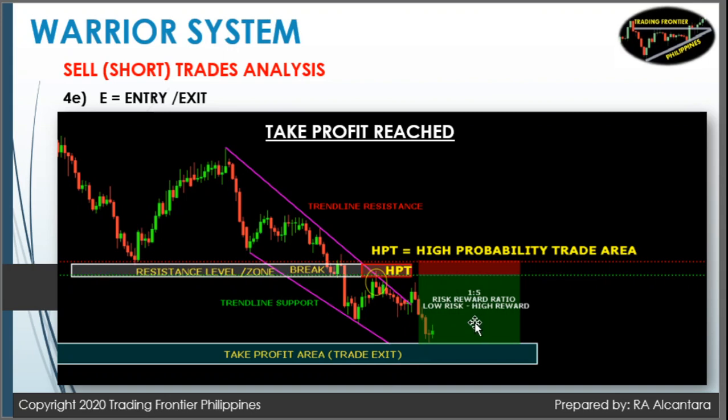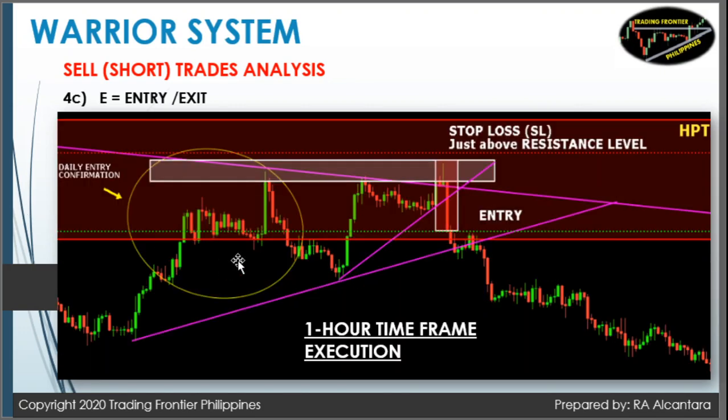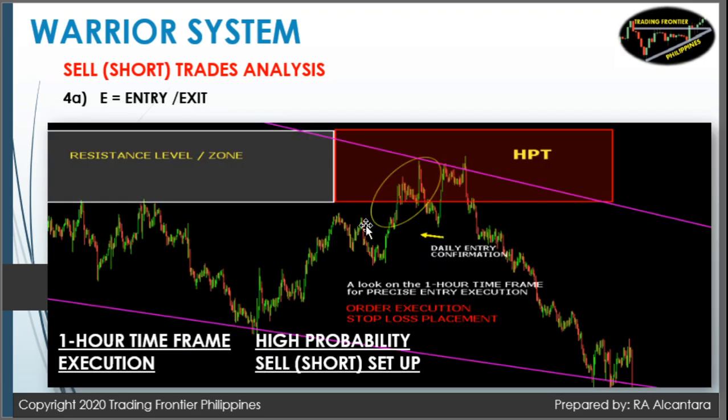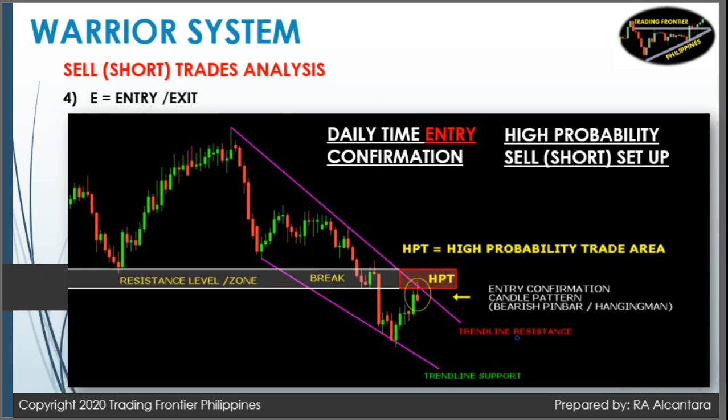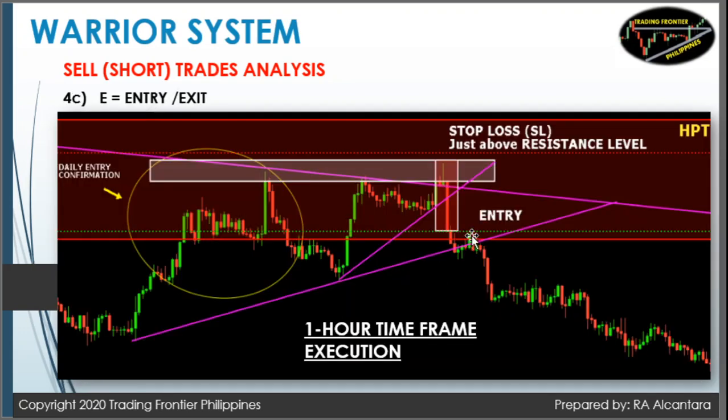Alright? So, if you risk $100 for this trade, you would take $500 winning trade. Because you enter on a high probability trade area or HPT zone, plus you all have the confluences on your optimal entry as well as on your setup, di ba? Higher time frame, HPT rin siya saan? Sa lower time frame through this setup.